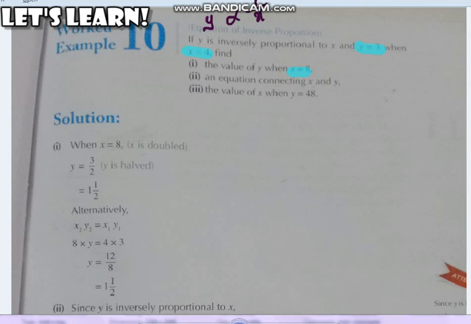अगर आपके पास क्वेश्चन ऐसा है कि जिसमें आपको सिर्फ वैल्यूज़ फाइंड करनी है तो आप वहाँ पर टेबल फॉर्मेट यूज़ करते हैं. What is the table format? Just look down here. You have to make a table. We know that the two things connected to one another are y and x.